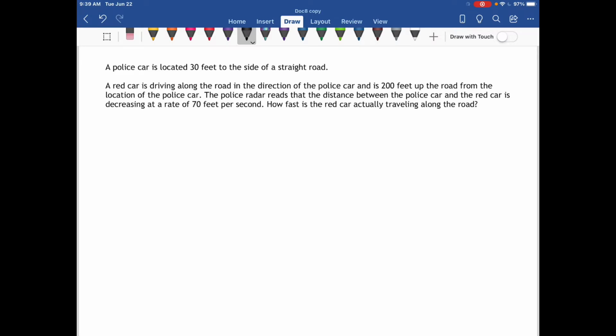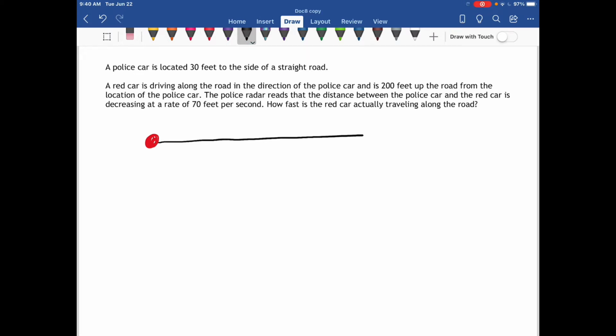The police radar reads that the distance between the police car and the red car is decreasing at a rate of 70 feet per second. How fast is the red car actually traveling along the road? So here's our picture. Here's our road. Here's the red car. I'll label that with a red dot.